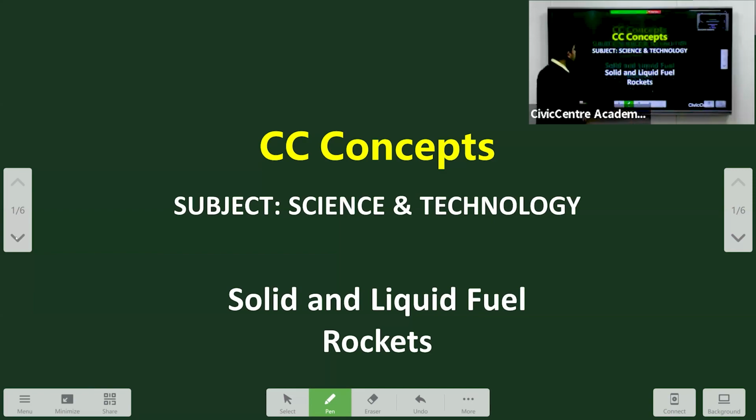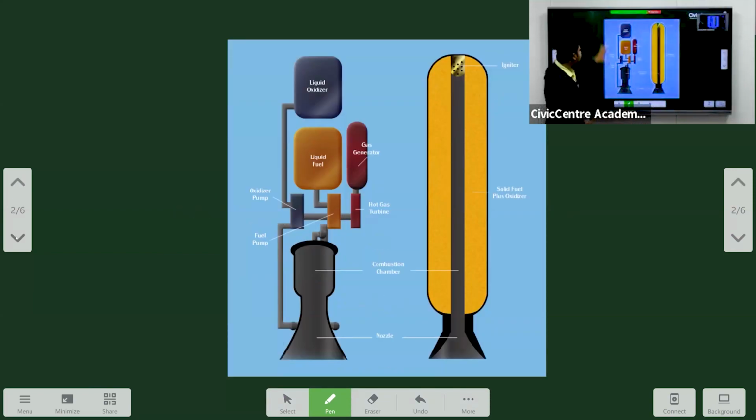Now, let me start by showing you a picture. If you can see the setup, this is for the liquid rocket engine, and this is for the solid rocket engine. In the solid rocket engine, you just have a cylinder of solid fuel and oxidizer, and an igniter. Whereas with liquid fuel, we have a liquid oxidizer, a liquid fuel chamber, a gas generator, an oxidizer pump, and a fuel pump. The setup is very complex and heavy in the liquid rocket engine, whereas in the solid rocket engine, it's very simple.